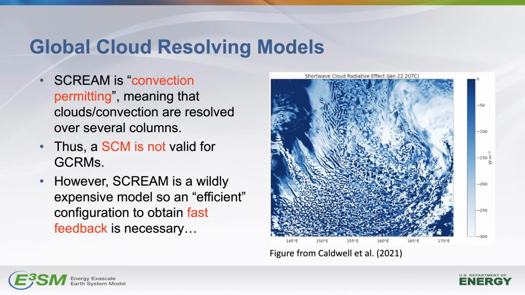While it is true that a single column model could still have some value for SCREAM in certain regimes, its appropriate use would be situational and the application would be very limited. Thus, we did not feel it was worth our while to support a single column model. However, since SCREAM is a global cloud resolving model, it is by nature a very expensive model. Thus, an efficient configuration so that we can reap all the benefits of all the bullet points I mentioned in the previous slide is very necessary. And this is something I actually felt very passionately about that SCREAM should support.